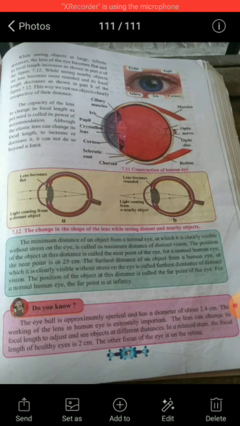The eyeball is approximately spherical and has a diameter of about 2.4 centimeter, and the working of the lens of the human eye is extremely important. The lens can change its focal length to adjust and see objects at different distances. In a relaxed state, the focal length of the healthy eye is 2 centimeter. The other focus of the eye is on the retina.